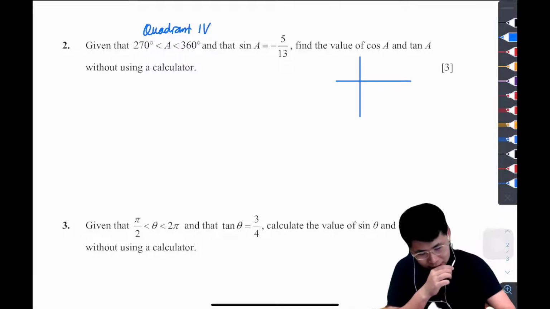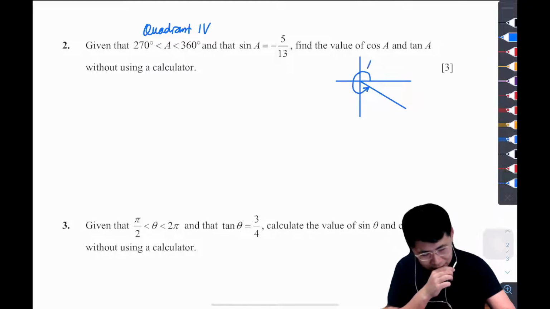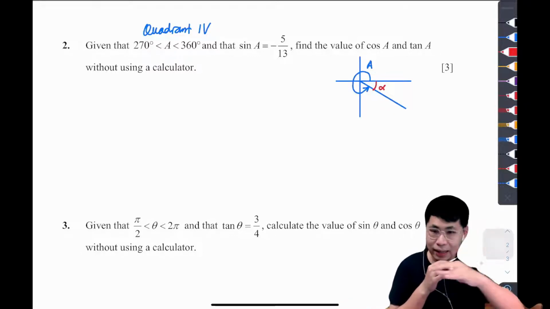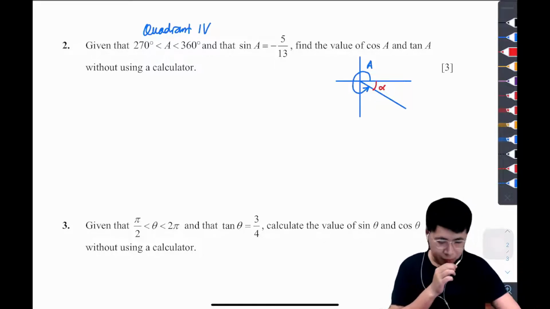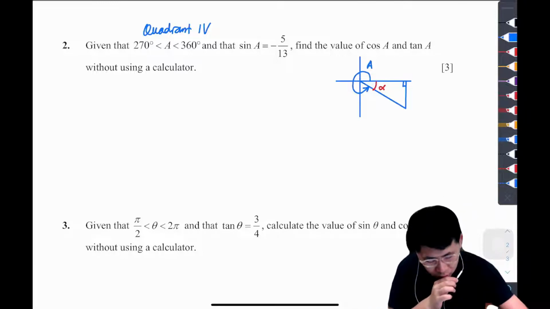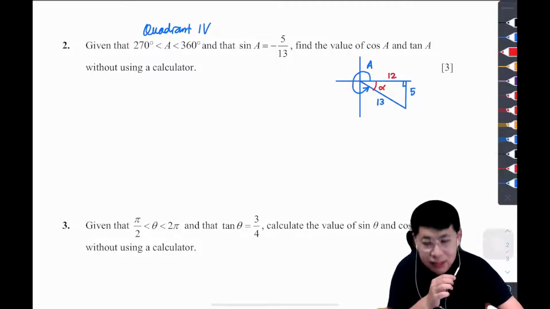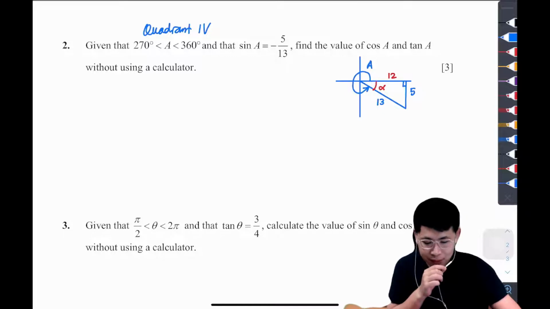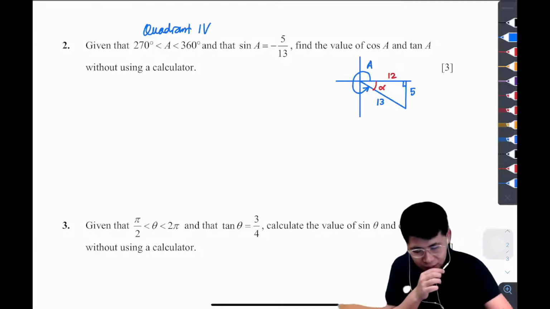Quadrant 4. I have an angle over here. Now, this big angle here is A. However, I'm going to need to borrow a basic angle over here to the horizontal x-axis, and with this, I can draw a right angle triangle over here. Now, opposite over hypotenuse is 5 over 13, which means that the adjacent side would be 12. This is a 5, 12, 13 triangle. Okay, so find the value of cos A and tangent A without using a calculator.